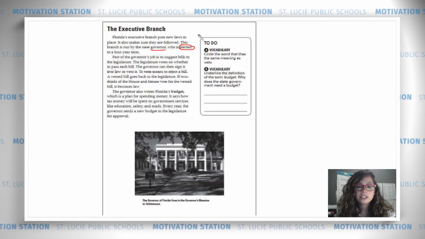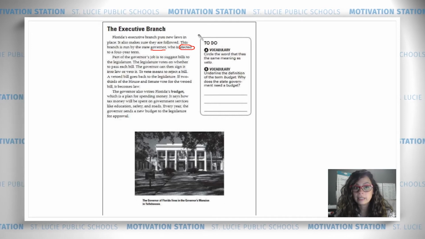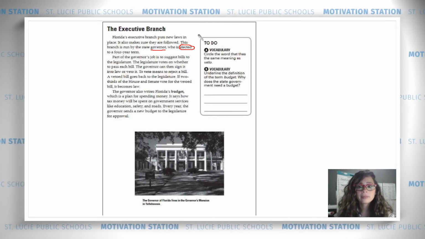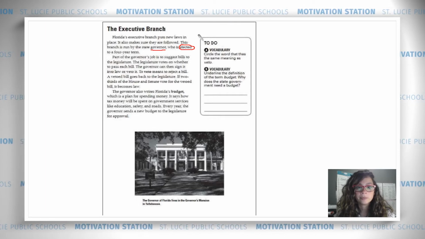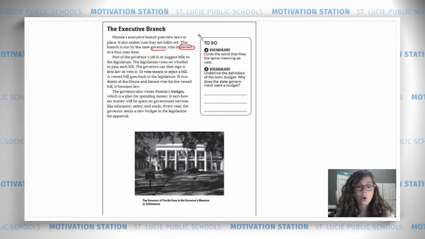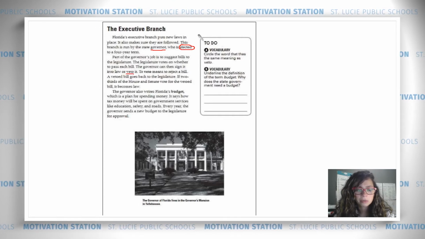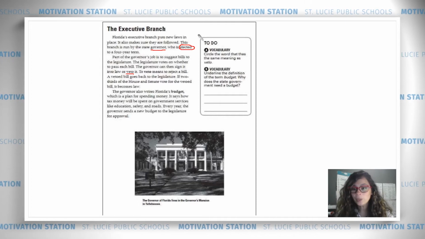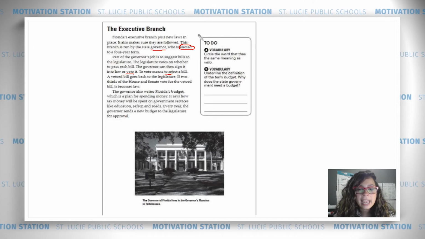Part of the governor's job is to suggest bills to the legislature, which is the other branch that we just read about. The legislature votes on whether to pass each bill. The governor can then sign it into law or veto it. What is that word? Veto. To veto means to reject a bill. We learned another new word, guys. Veto. To reject a bill.